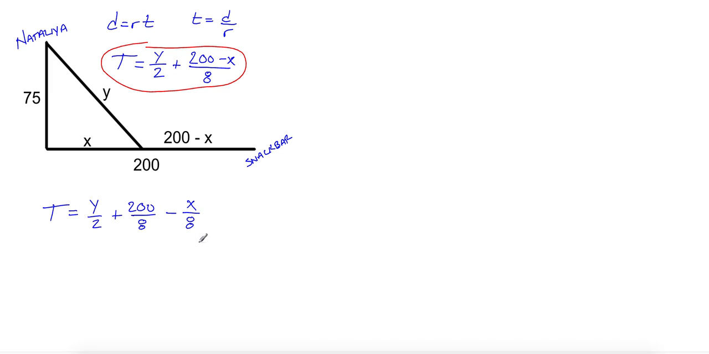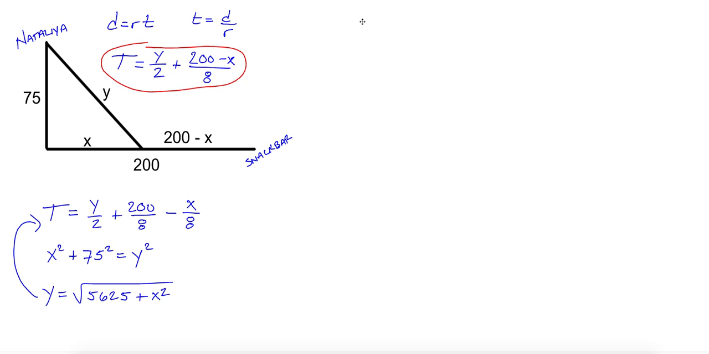All right, and what I'm going to do is I really want to have t in terms of x, and right now I have t in terms of y and x. I would want one variable so it's easier to take the derivative and to work with it. So remember, the other thing we know is that x squared plus 75 squared equals y squared. In other words, y is equal to the square root of 75 squared, which is 5,625, plus x squared. And we're going to take that value of y and plug it back into this original problem we had up here.